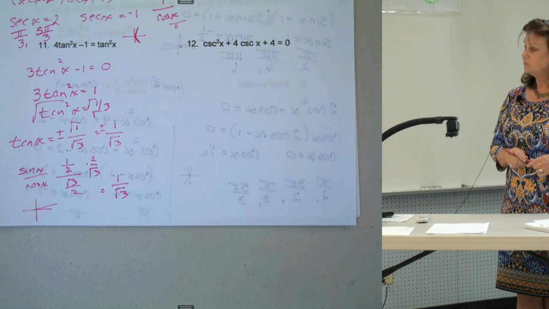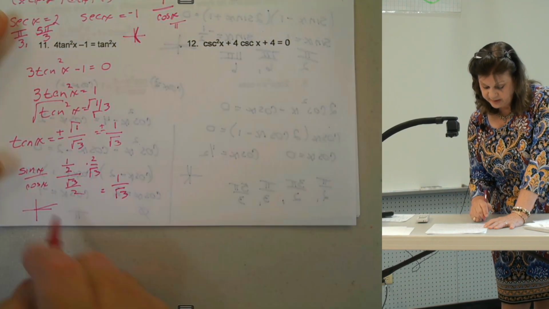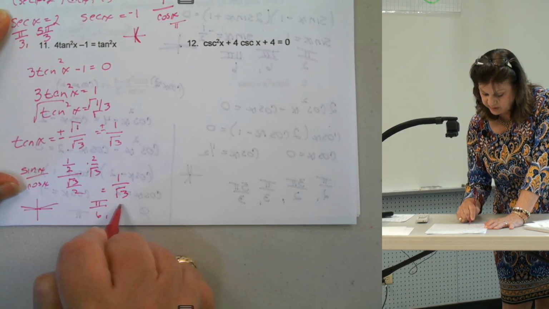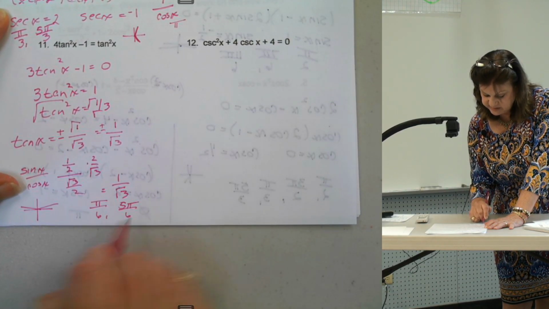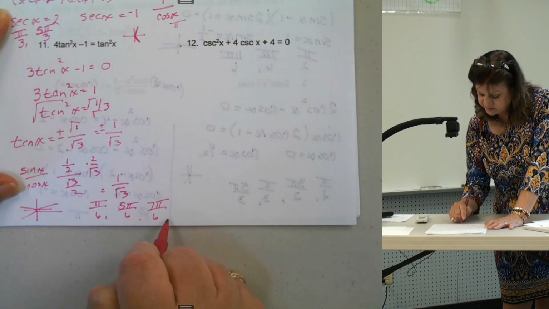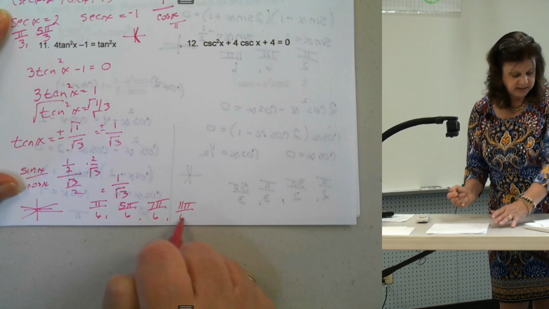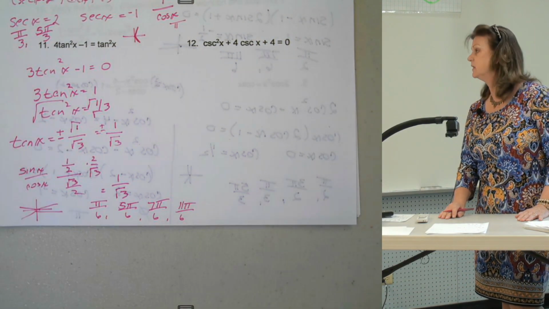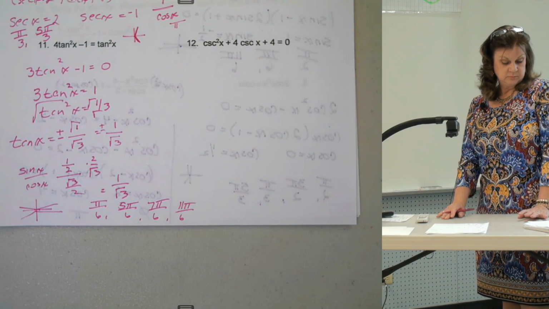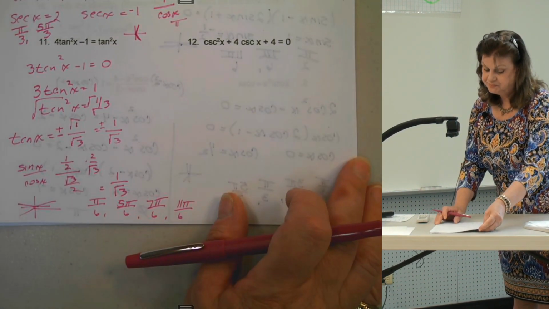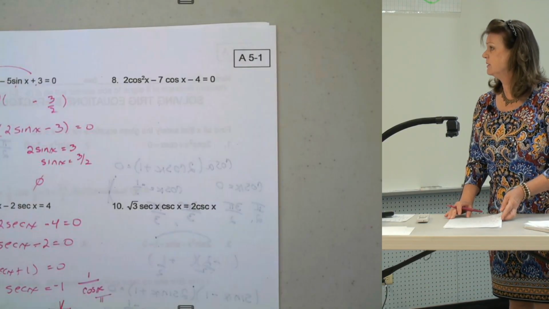Well, it's positive or negative. So if it's pi over 6, it's also going to be 5 pi over 6, 7 pi over 6, and 11 pi over 6. And all 4 of those make this true. All right, let me give you answers and let you write these problems down.